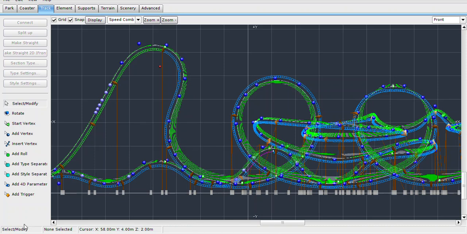In the next video, I will try to show the speed, tangential and centripetal acceleration in my roller coaster physics.